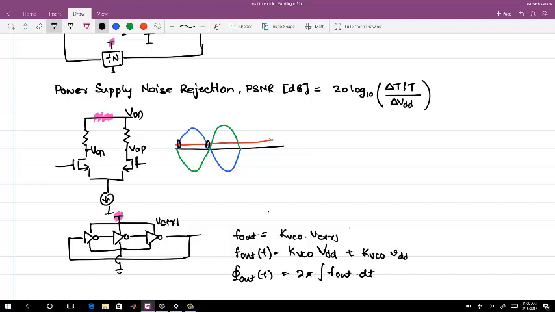Think that this cell is connected to the next cell, right? Now the next cell will also see everything shifting in the common mode, right?